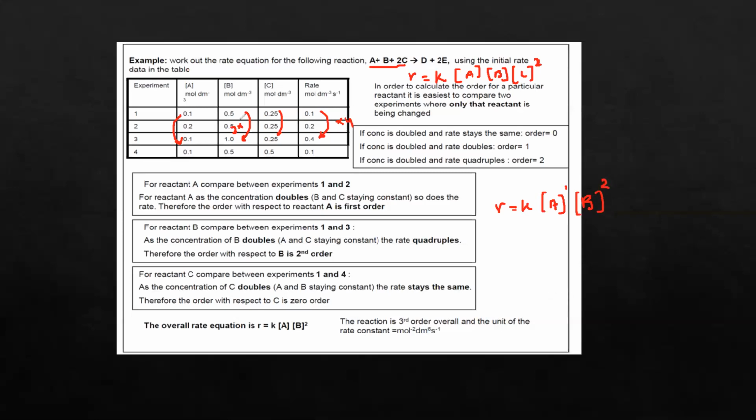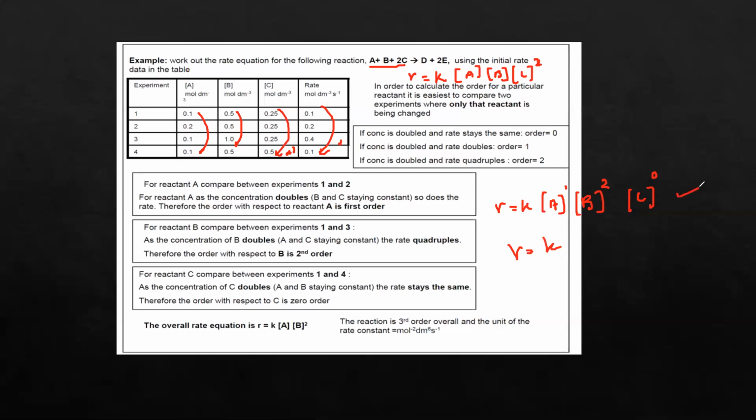And what about C? For C, we will compare experiment 1 with 4, because there is no change in A and no change in B. So C is multiplied by 2, but the rate does not change. So it is zero order with respect to C, so C raised to power 0. Anything raised to power 0 is 1. So you can write rate is equal to k.